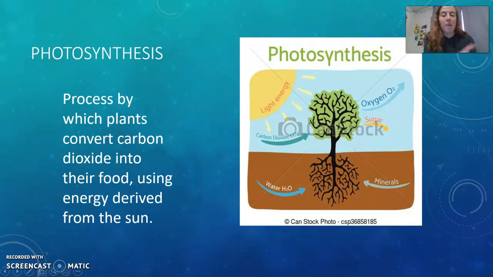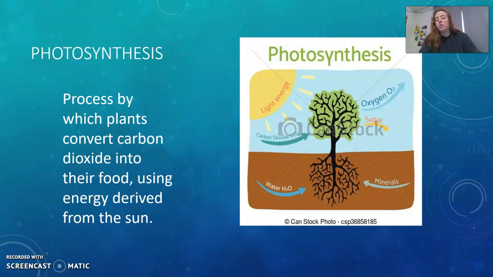Photosynthesis does not happen in our bodies like osmosis. Photosynthesis happens in plants, flowers, trees. And the process of photosynthesis is when plants convert carbon dioxide into their food using energy derived from the sun.